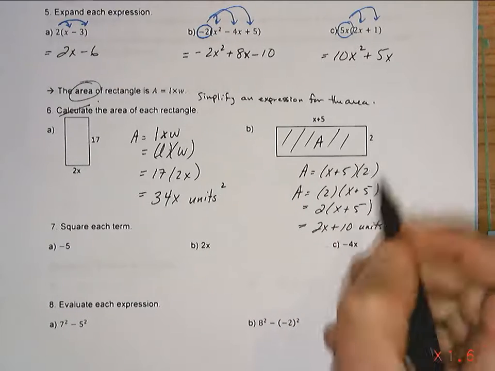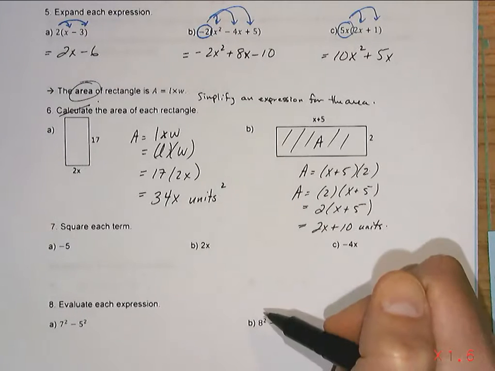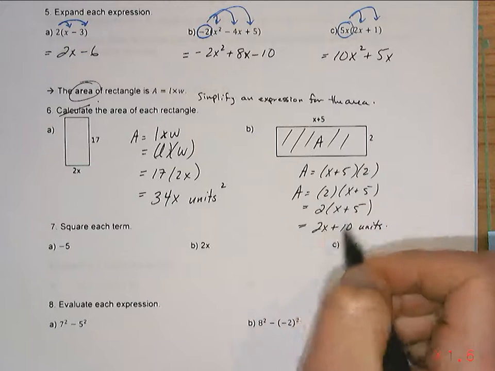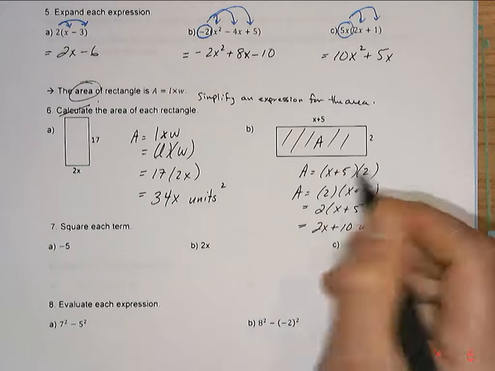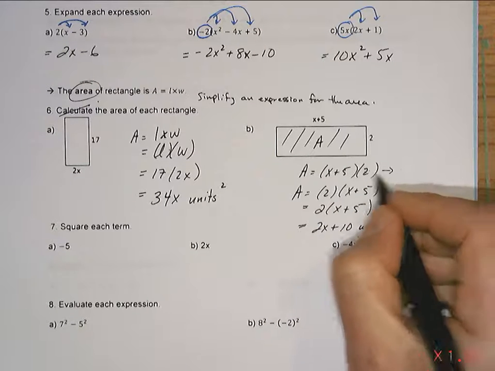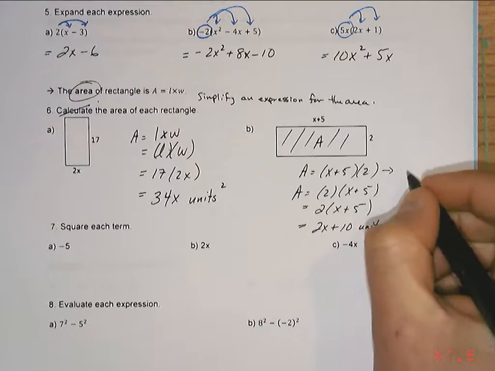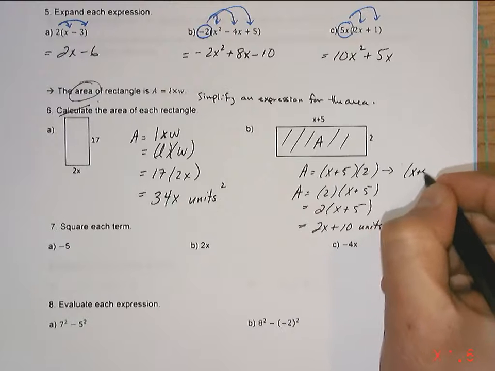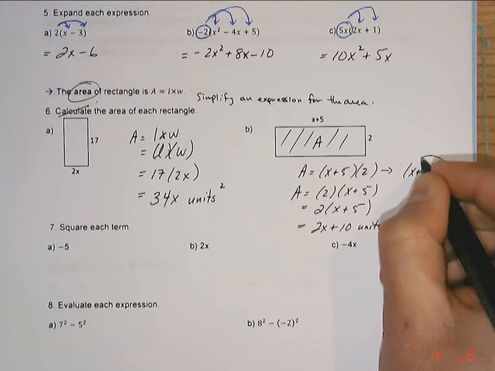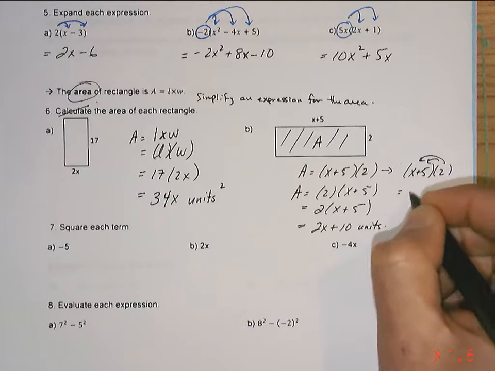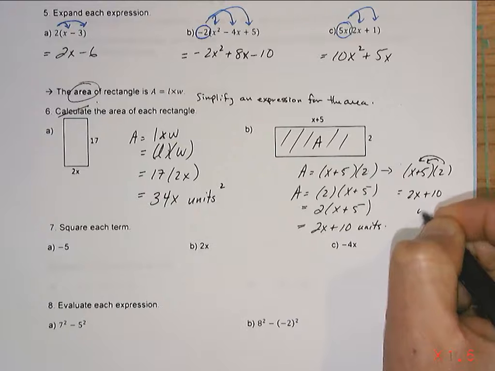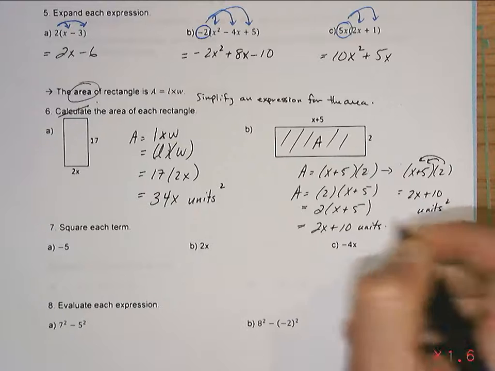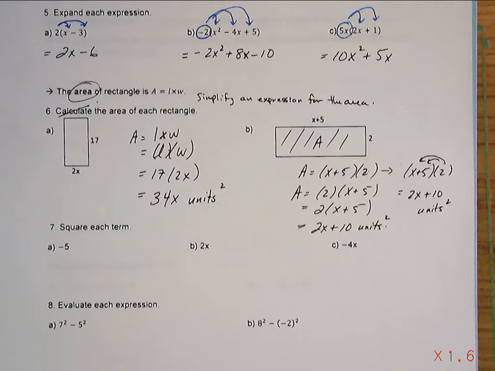Now the truth of the matter is I could have gone this way with the distributive property. There's no problem with that. 2 times x is 2x. 2 times 5 is 10x. So if you would rather, you can go directly from here using the distributive property and come up with your answer. And again, it's units squared because it's area.